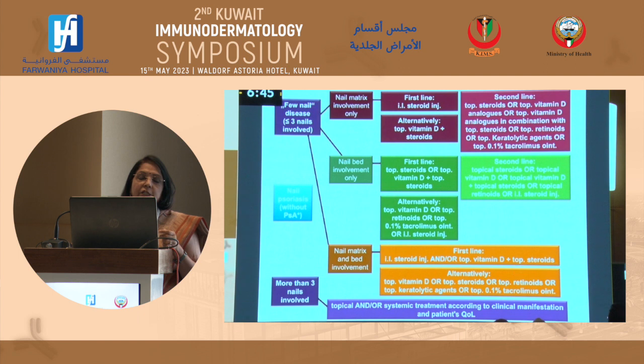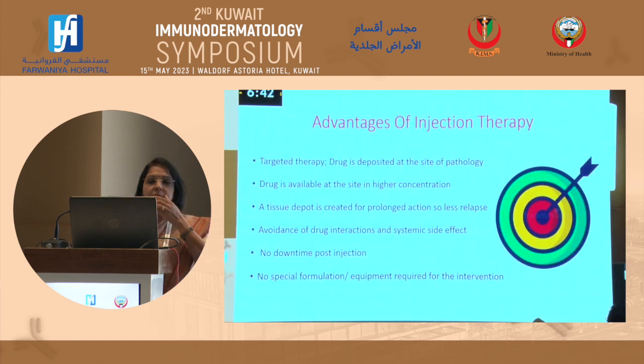Now the advantage of injection therapy, or intramatricial injections, is that it's a targeted therapy. In alopecia areata, if there is a single patch, we give intralesional steroid injection, exactly like that. The drug is available at the site in higher concentration, and a drug pool is created at the site of pathology. There is no drug interaction, no systemic side effect, no special formulation required, and no equipment required. So it's just a skill which you need to acquire.